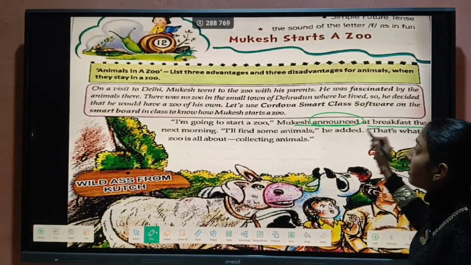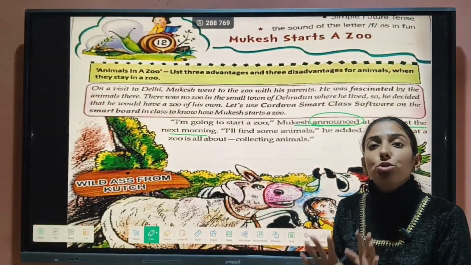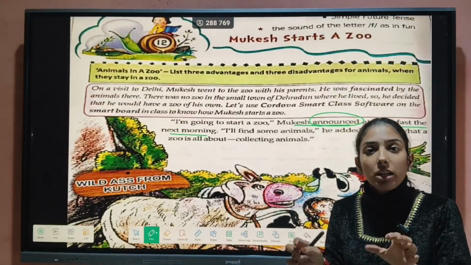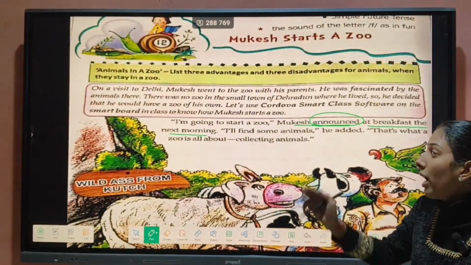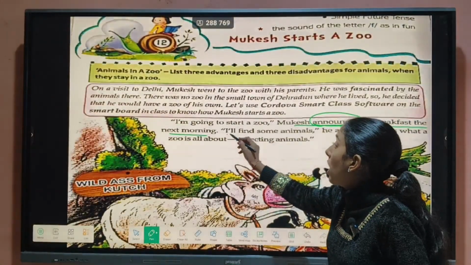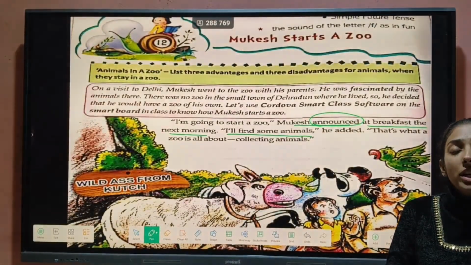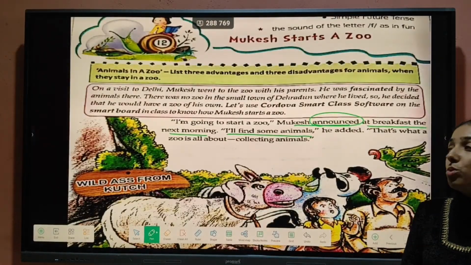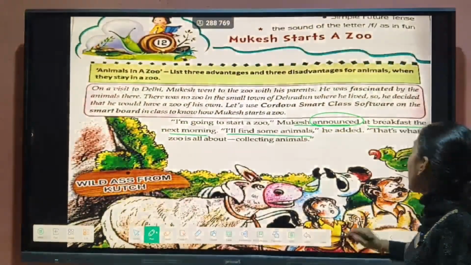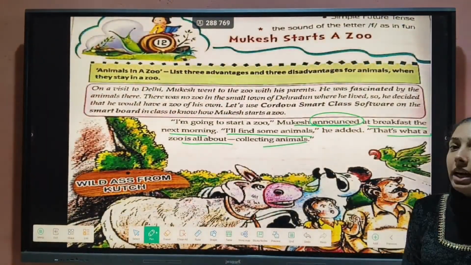At the breakfast table next morning. When they returned from the zoo, the next morning, beta, he announced on the dining table that I'll open a zoo. "I'm going to start a zoo. I will find some animals," he added. What Mukesh said to his family is that he is going to open a zoo and will find some animals. That's what a zoo is all about, collecting animals.